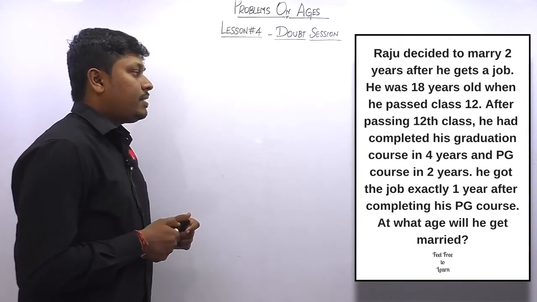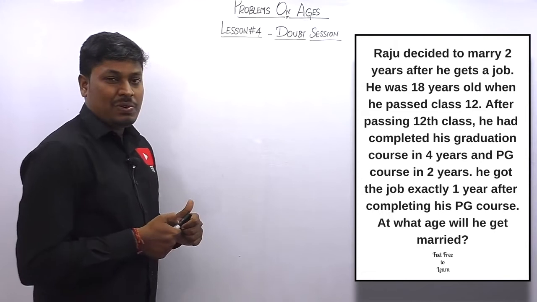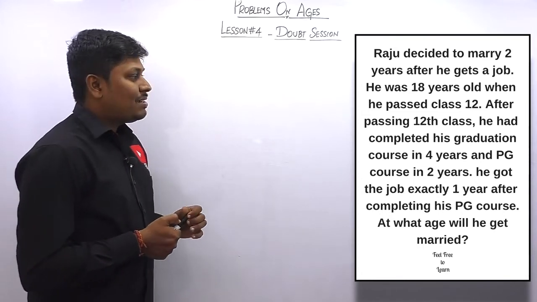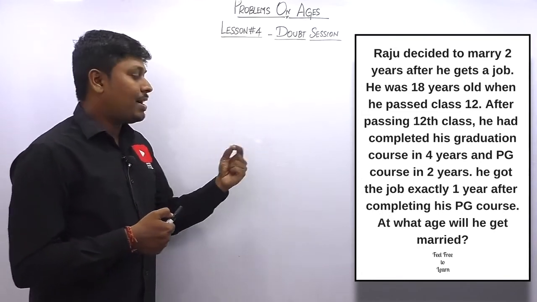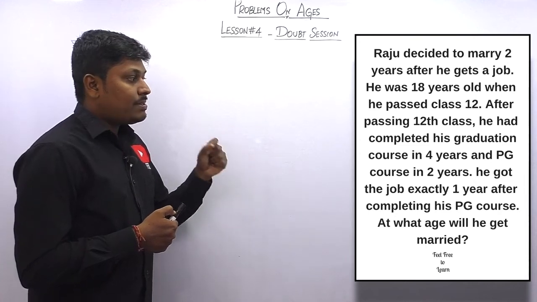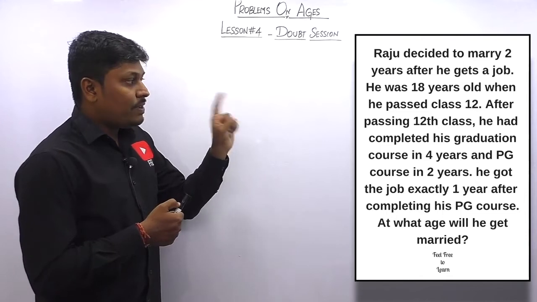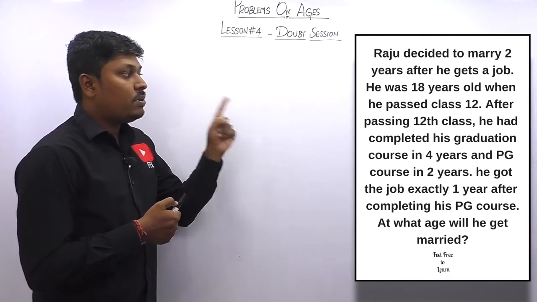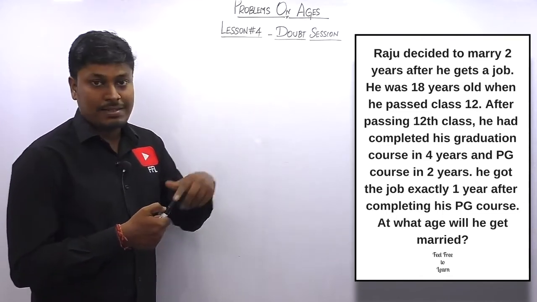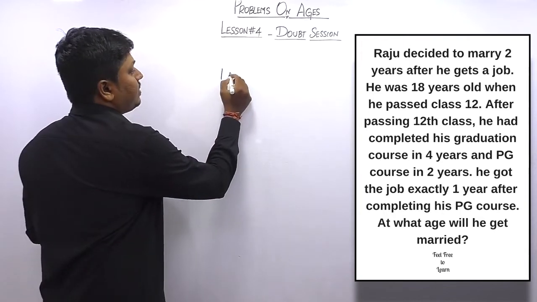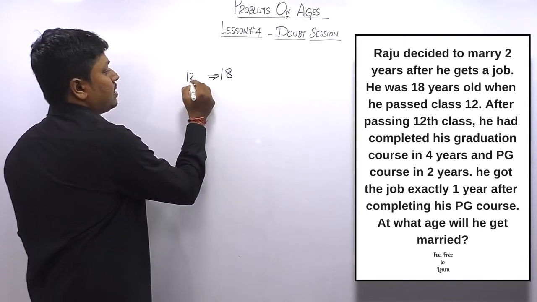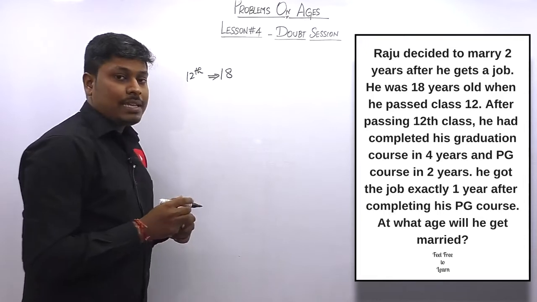So actually I think that we can solve this question without using pen and paper, because we can logically solve this question. Our target is to find at what age he will get married, right? It's easy because we know that he was 18 years old when he completed the class 12th. So while completing plus 2, that is 12th standard, his age was 18.